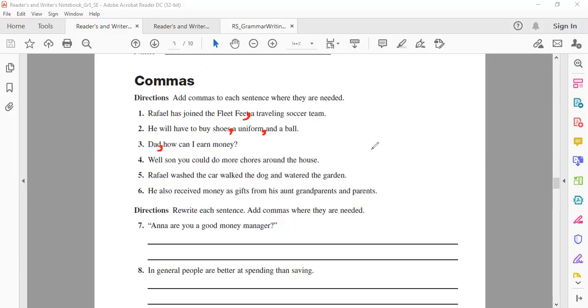And then number 4. Maria. Well, son, you could do more chores around the house. Before, after "well." After "well." Excellent. And also after "son." Why? Because here I'm talking to my son. I say, well, son, you could do more chores around the house. Number 5. Raphael washed the car, walked the dog, and watered the garden. Where to put the commas? Yes, Amal. Me, Tala.